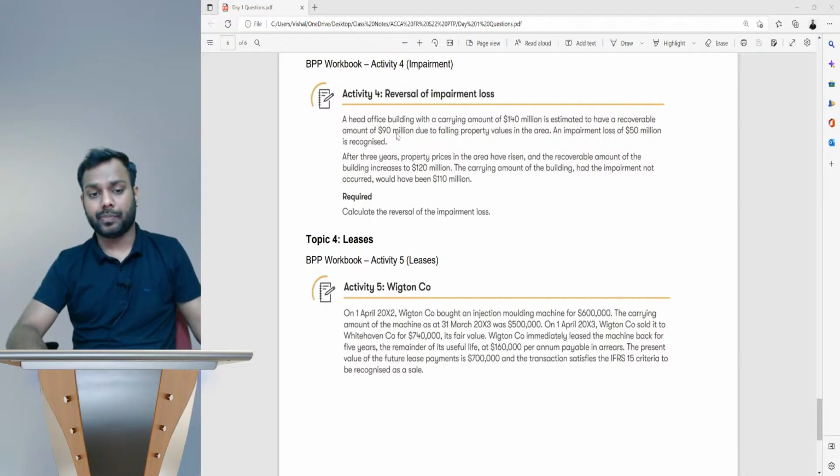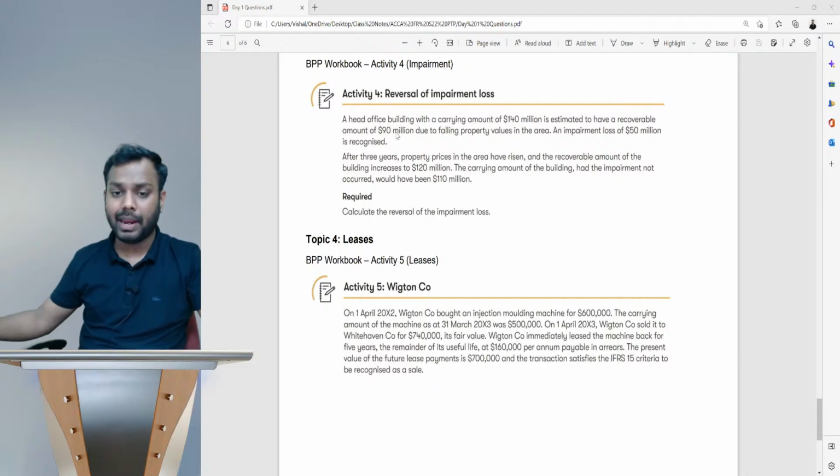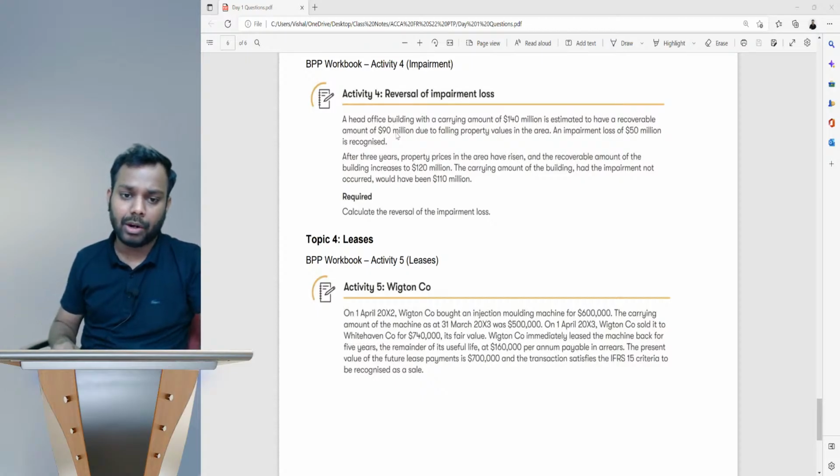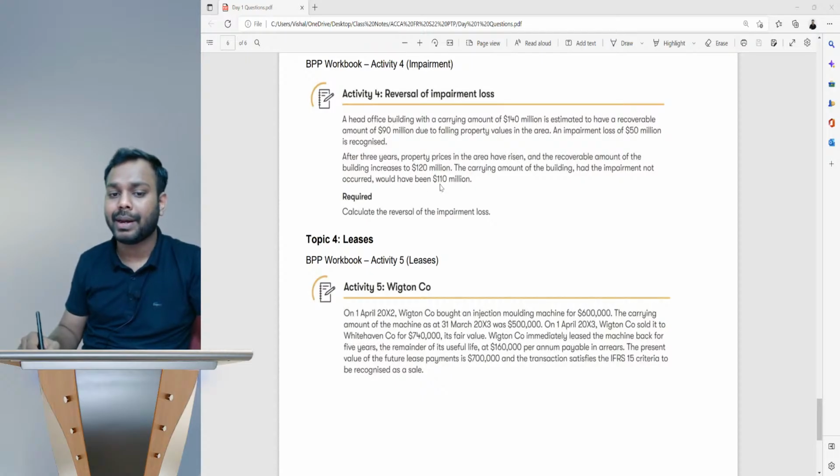Reversal of impairment loss. A head office building with a carrying amount of $140 is estimated to have a recoverable amount of 90 due to the falling property prices in the area. An impairment loss of 50 is recognized. Now, after 3 years, property prices in the area have risen again, and the recoverable amount of the building increases to $120. The carrying amount of the building, had the asset not been impaired, would have been $110.